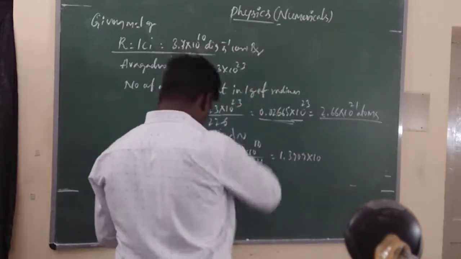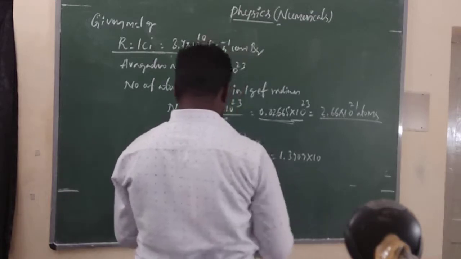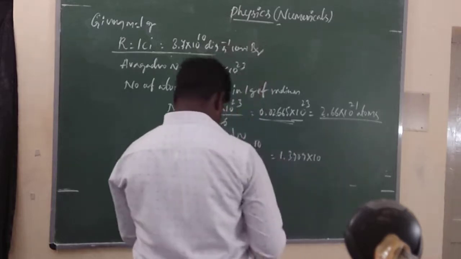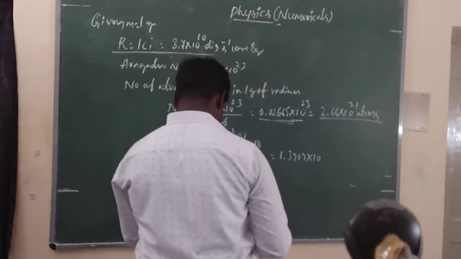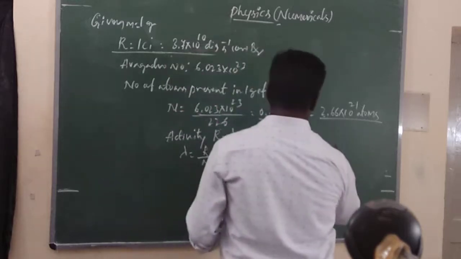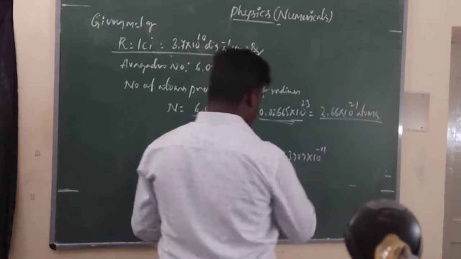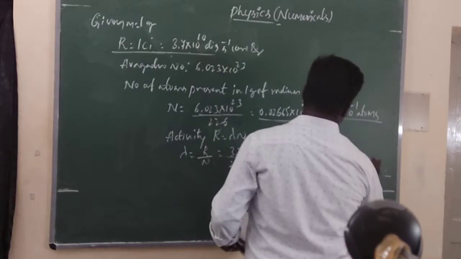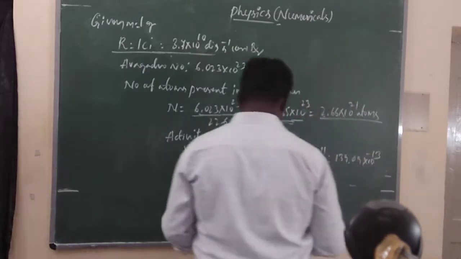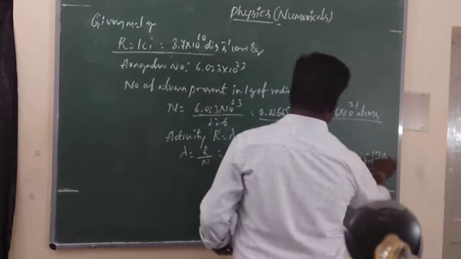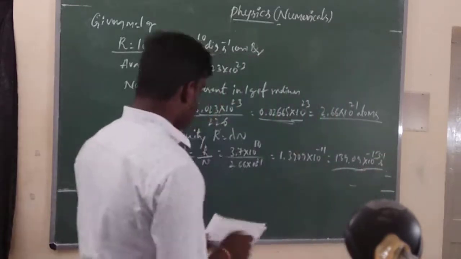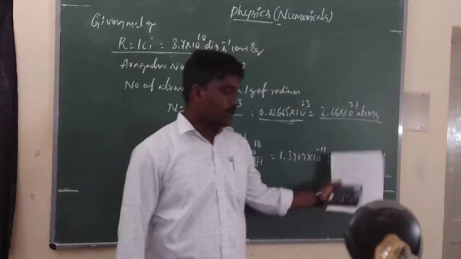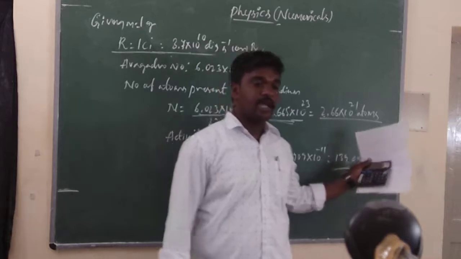So 10 to the power of 21 in the denominator becomes minus 21, 10 minus 11. So we write it like this: 139.09 into 10 to the power of minus 13 per second. This is the lambda value. So we know the lambda value and number of atoms present in the 1 gram of radium. So then we have to calculate the half life.